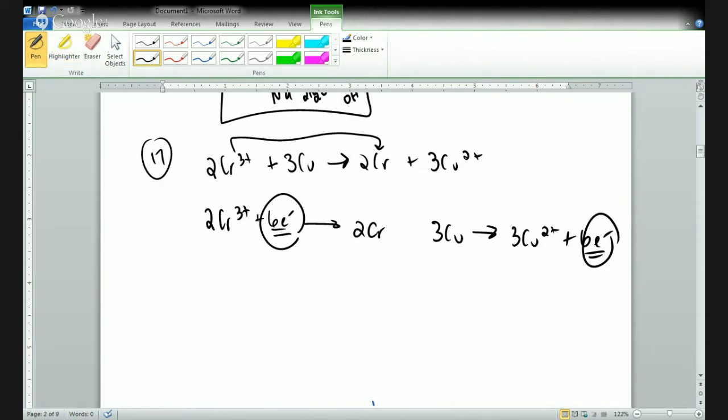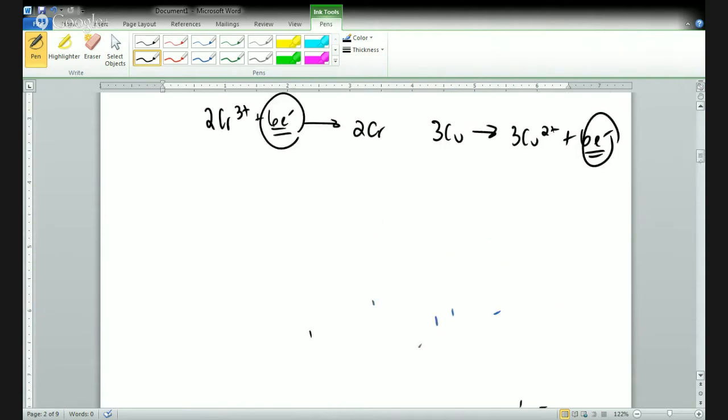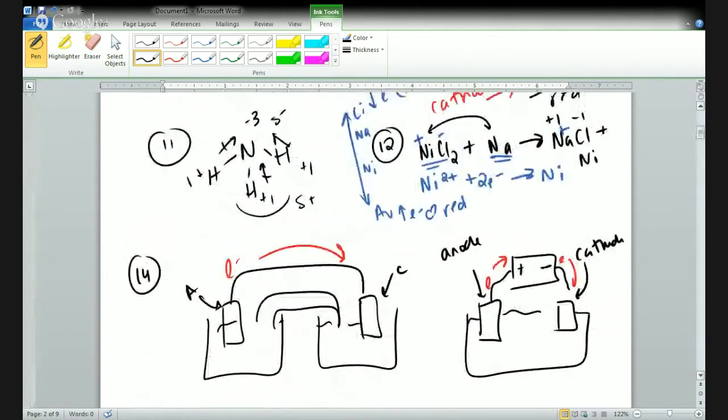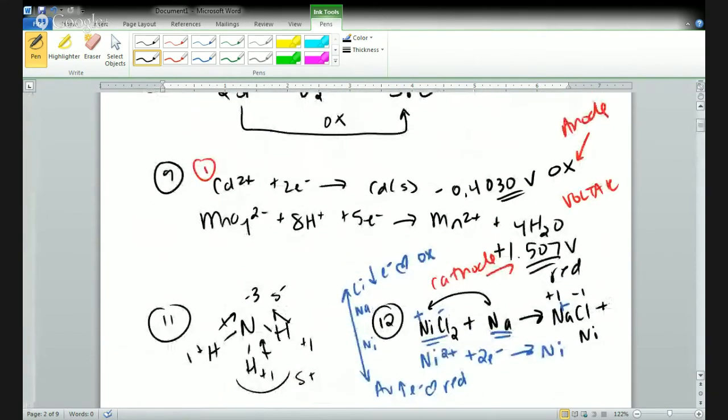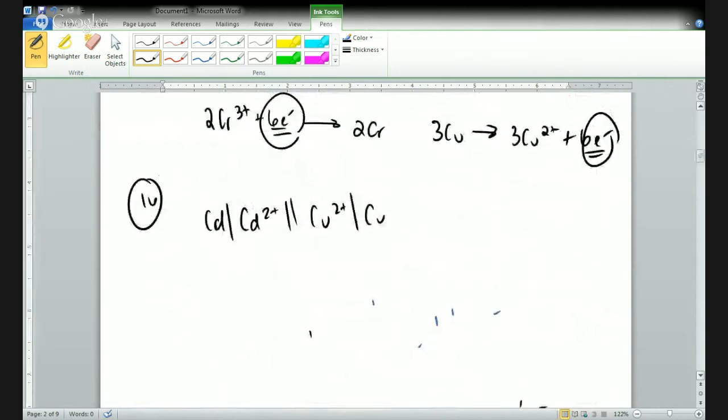I believe number 16 was next. It was. All right, 16 says, under standard conditions, what is the standard cell potential of the cell? So we have this cell here. We've got Cd to Cd2+, and then we've got Cu2+ to Cu. So if I'm going to steal this number, because I already looked it up, from my reduction potentials chart, I know the reduction potential of Cd to Cd2+ is negative 0.4030.